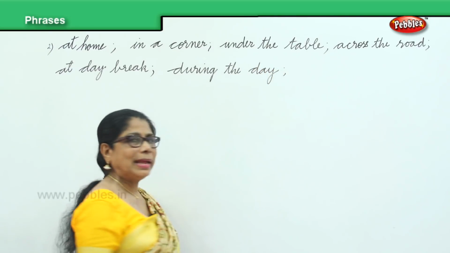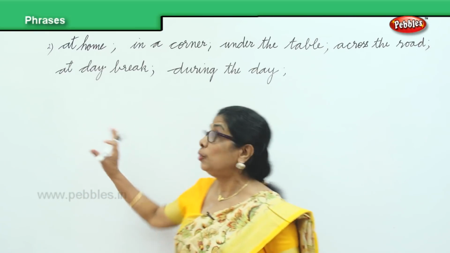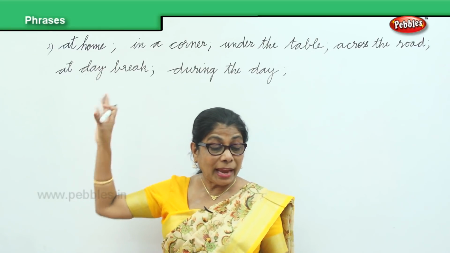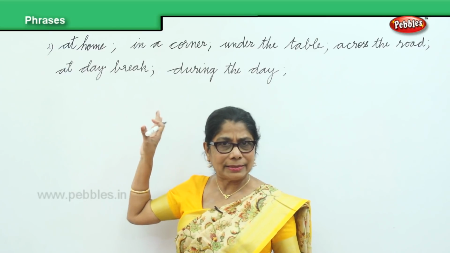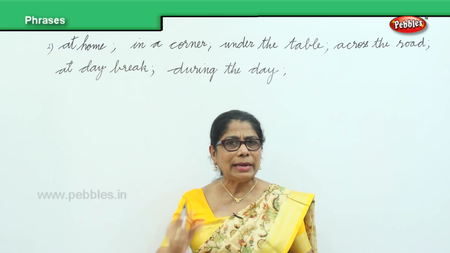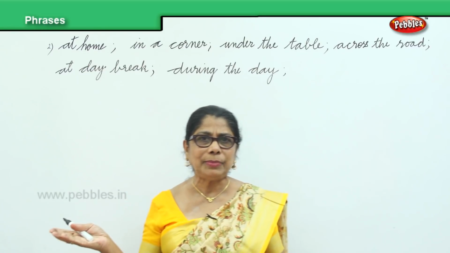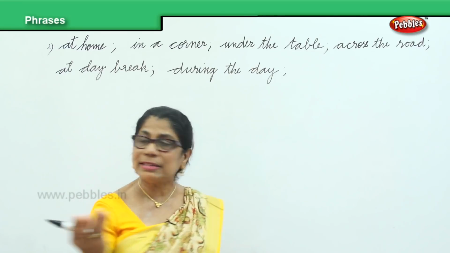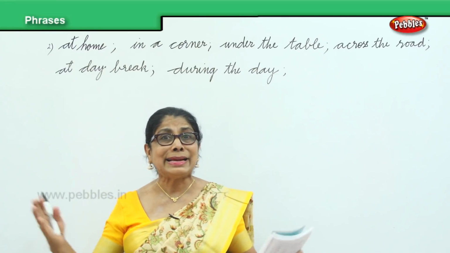Now, as I told you, a sentence is a group of words that make sense. But here also you have group of words: at daybreak, in the corner, at home. It makes a little bit of sense, but not a complete sense. We are talking about a sentence that makes a complete sense. When I say across the road, it means something there. When I say at daybreak, during the day, it doesn't make complete sense.